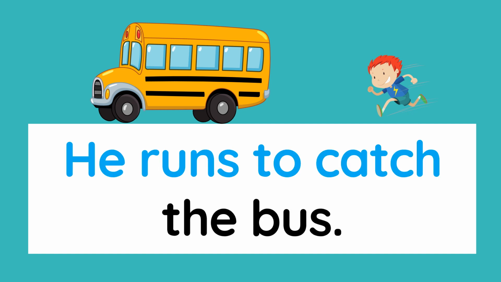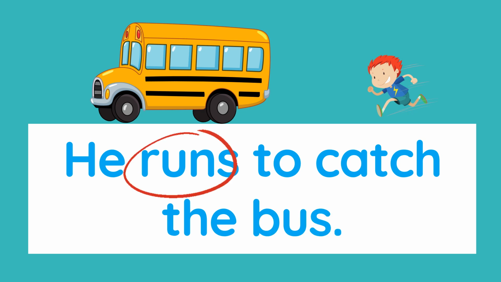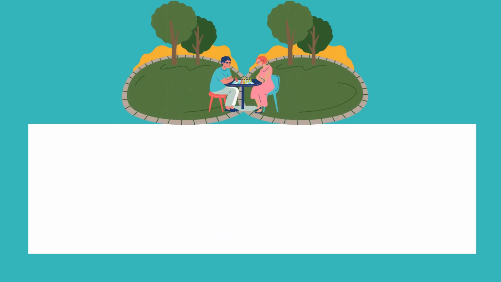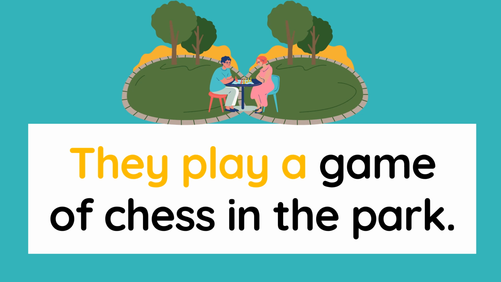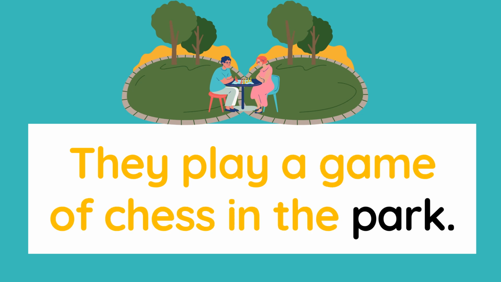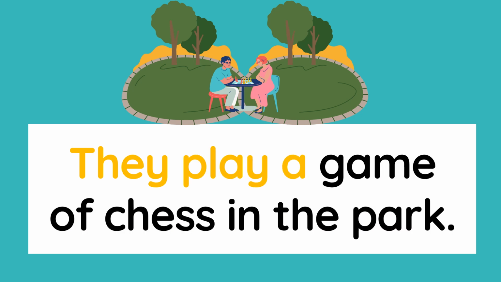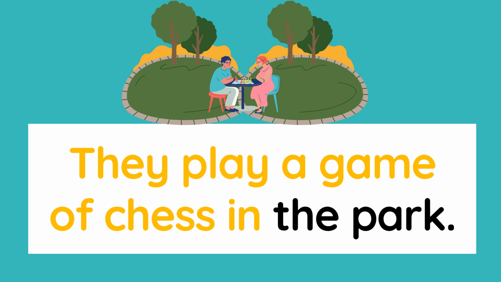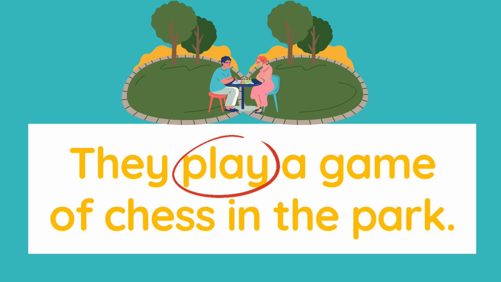He runs to catch the bus. Let's repeat, children. He runs to catch the bus. The action word is runs. They play a game of chess in the park. Let's repeat, children. They play a game of chess in the park. The action word is play.